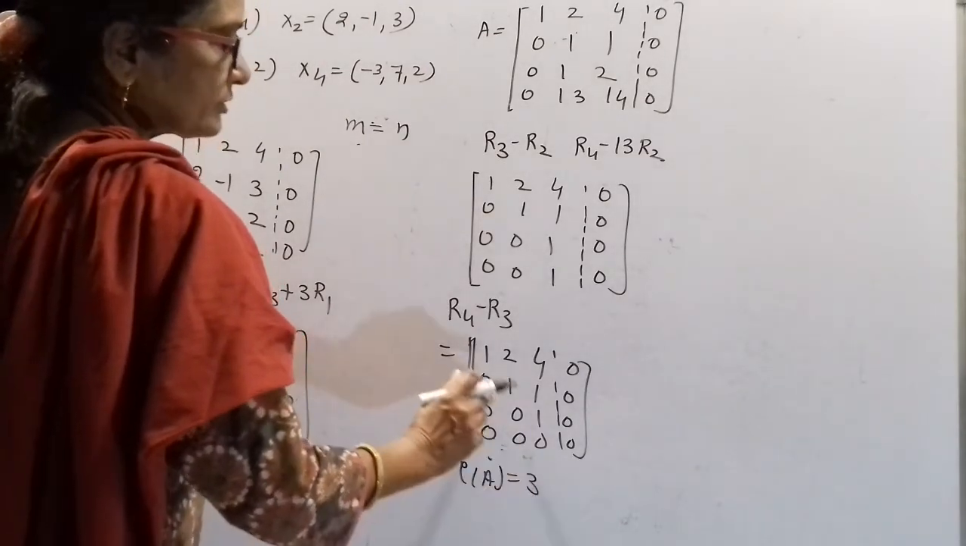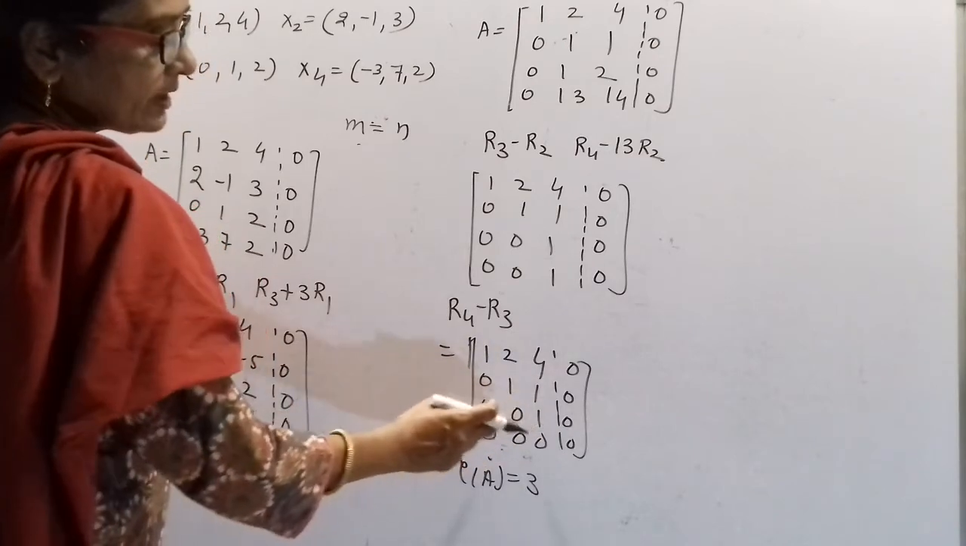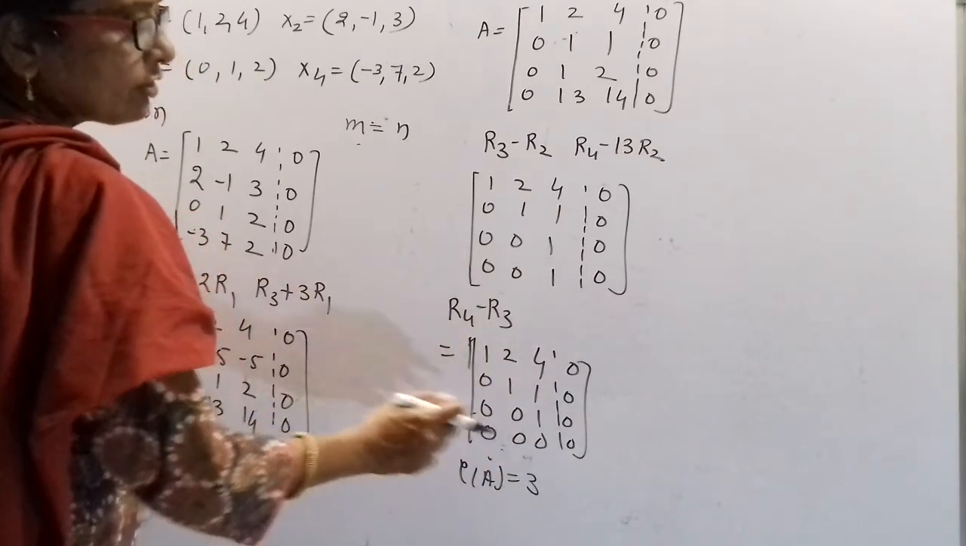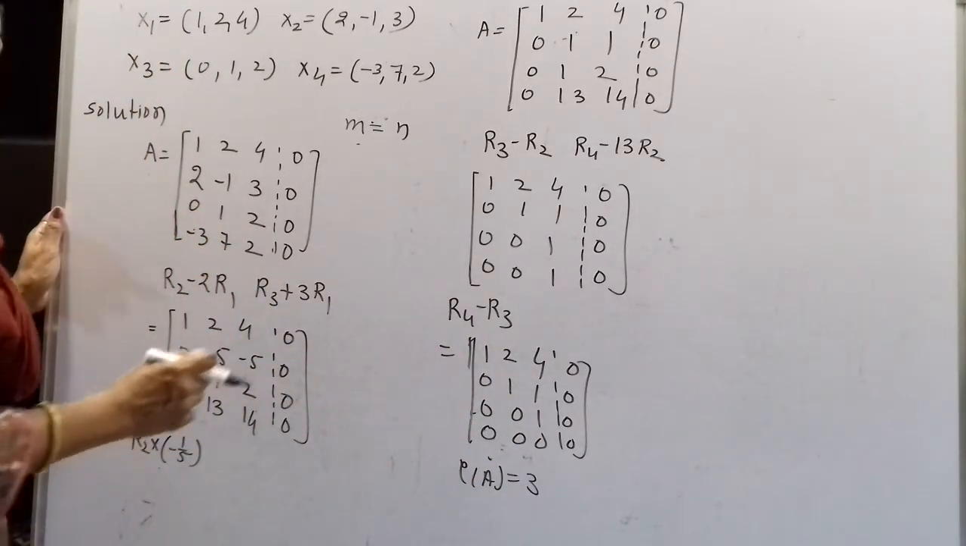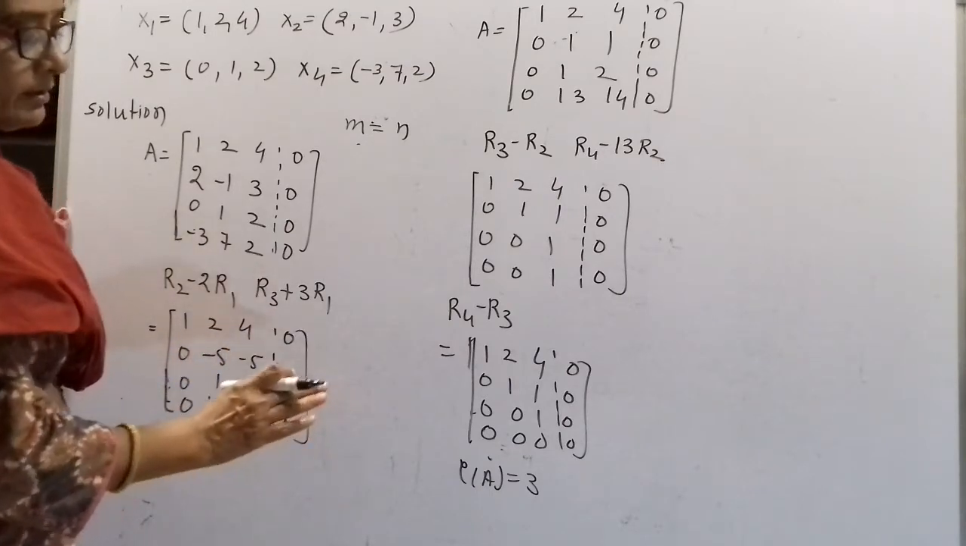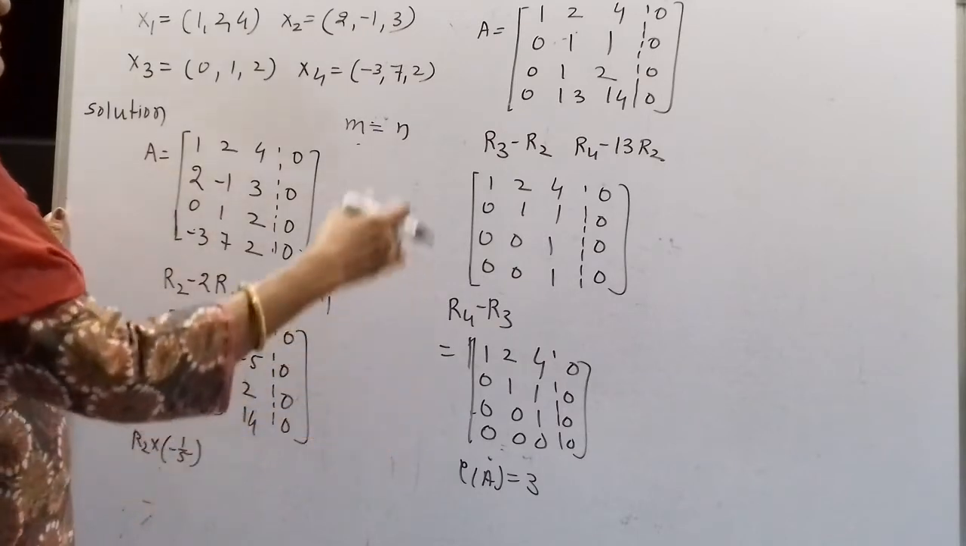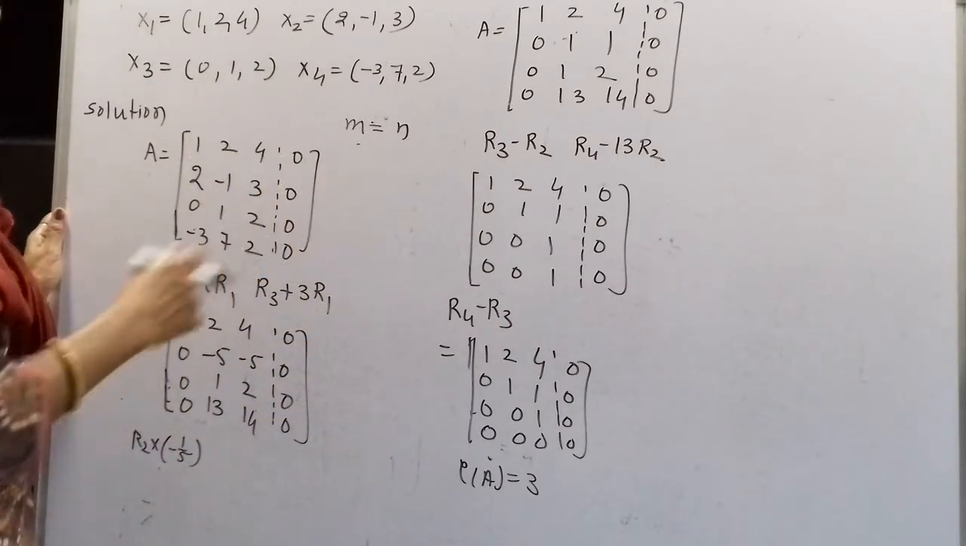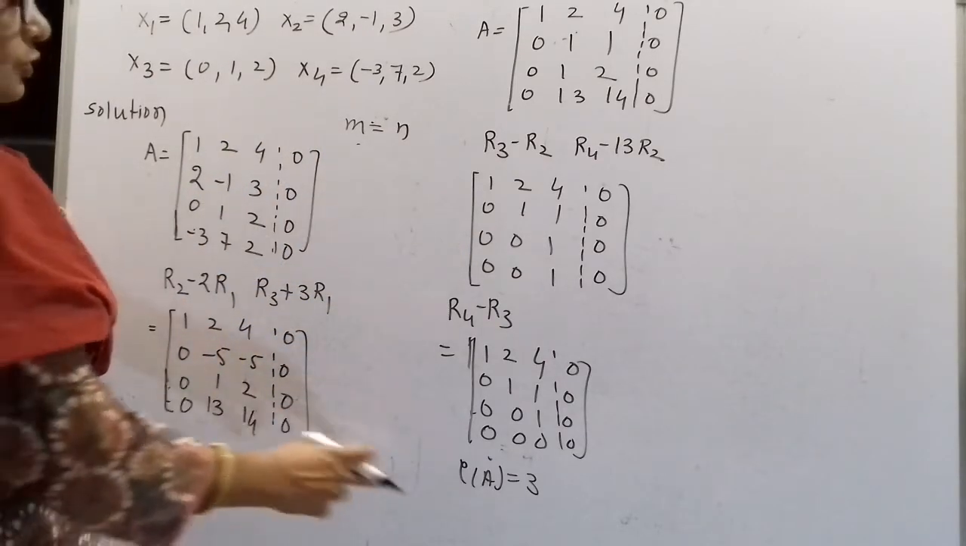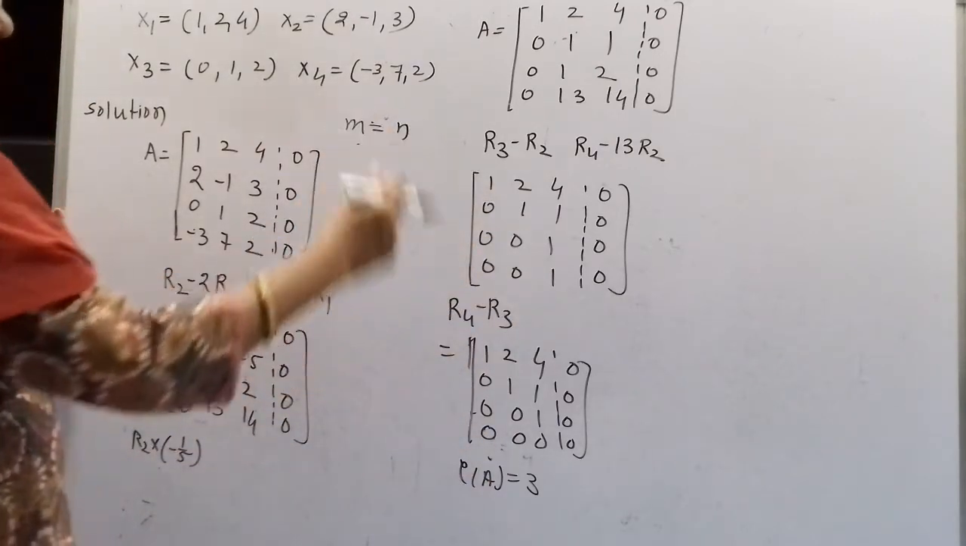Non-zero rows are 3. 1, 2, 3 places have 1, so these are non-zero rows, so rank of matrix A is 3. So 3 vectors are linearly independent, and we have to check it by using the fourth. Maybe they are linearly dependent. So rank of a matrix A is 3 here.